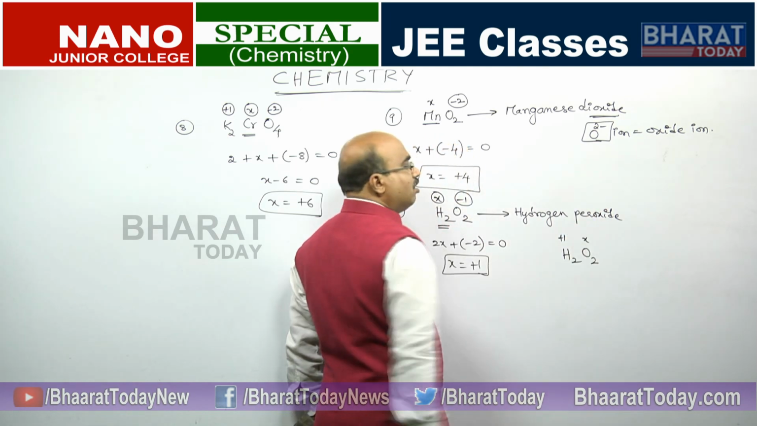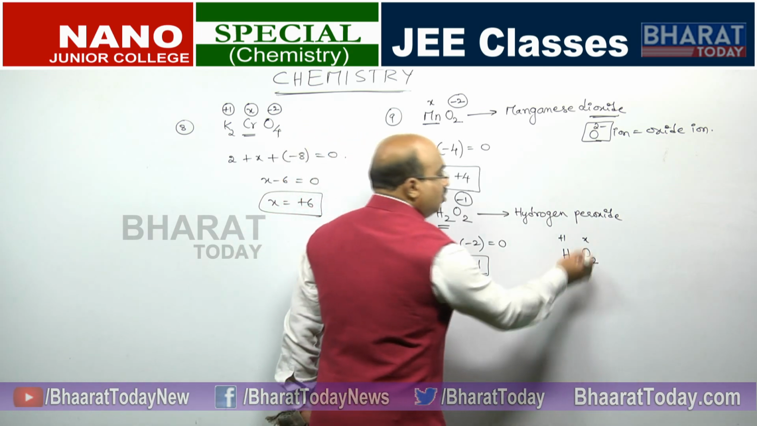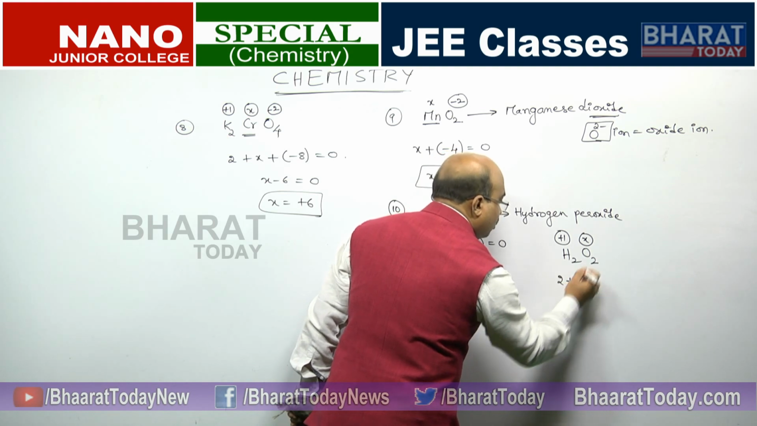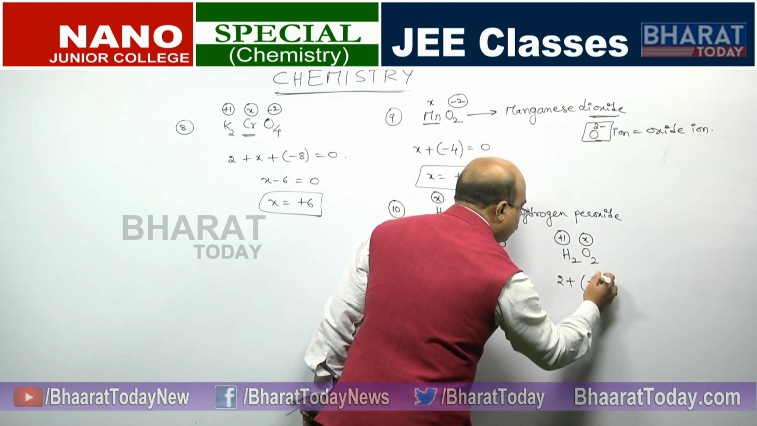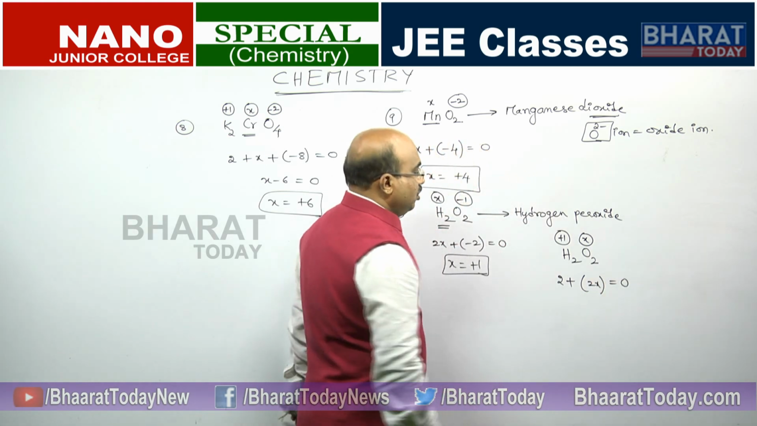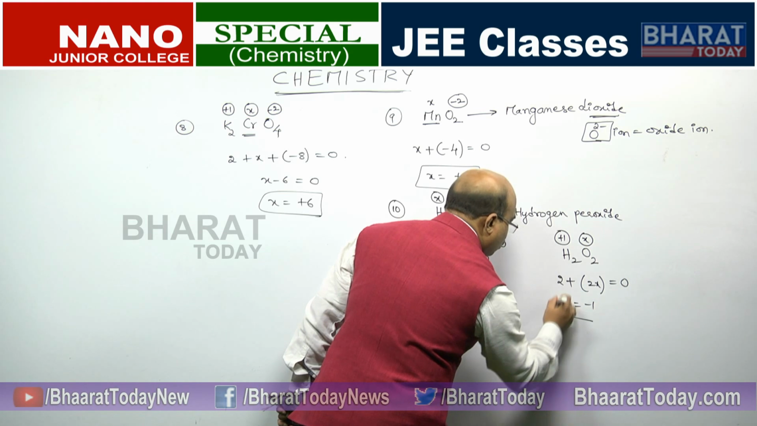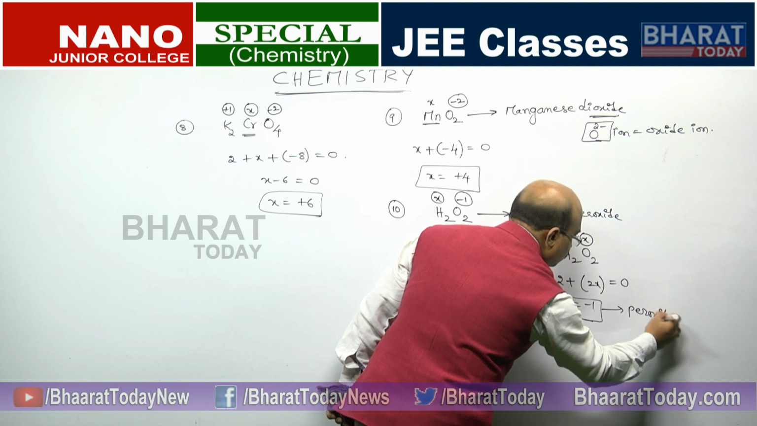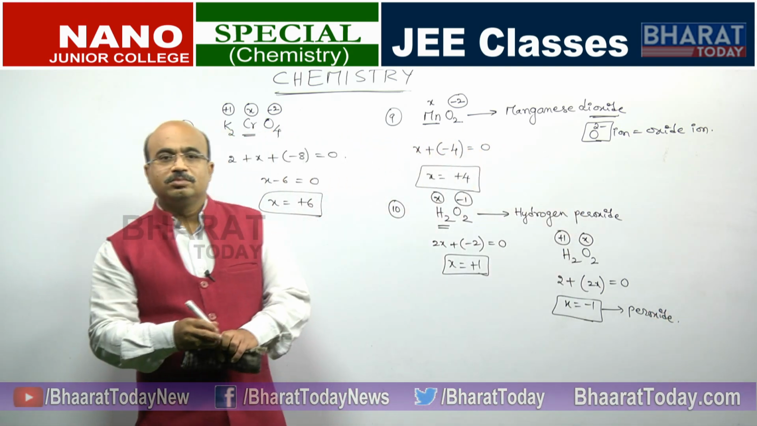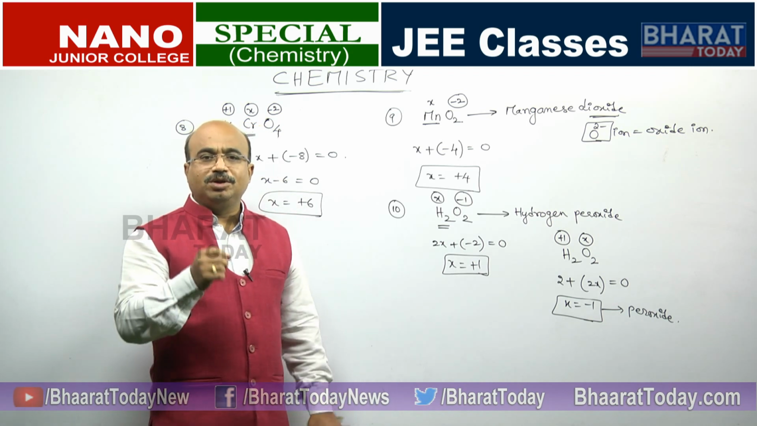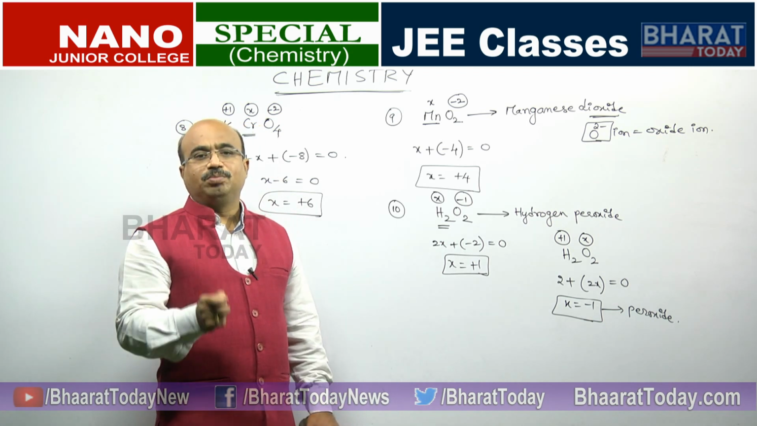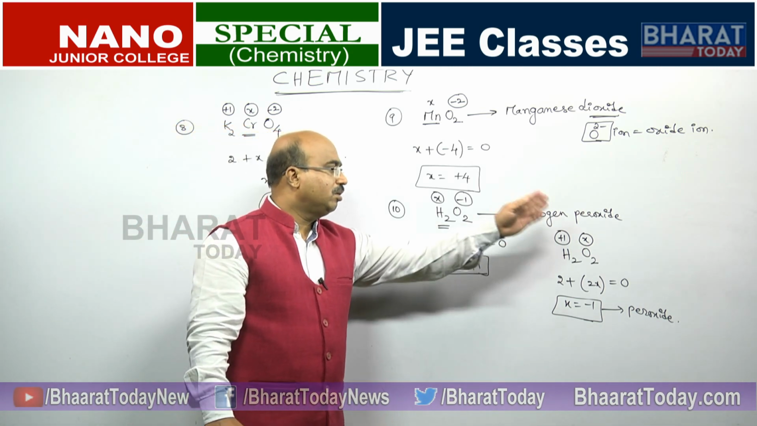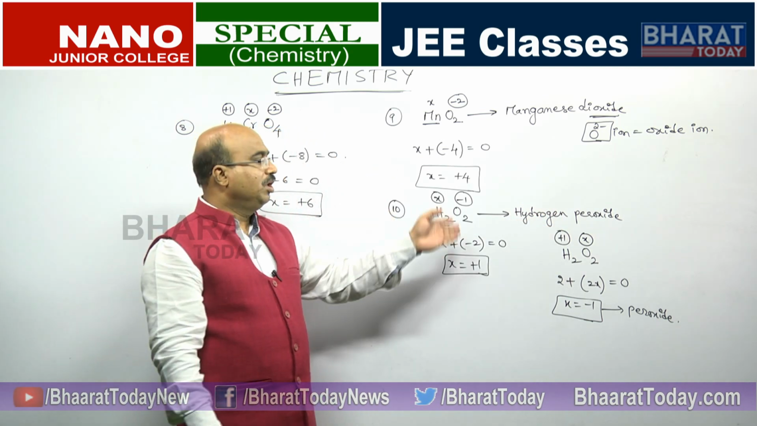So, we are actually determining the oxidation state of oxygen now. This is x, this is +1, so this is +2 plus 2x is equal to 0. Therefore, x is equal to -1. When you get oxygen as -1, it is nothing but peroxide. So, wherever you get oxygen oxidation state as -1, that compound is a peroxide. So, this compound has hydrogen and the peroxide ion. So, the compound is hydrogen peroxide.